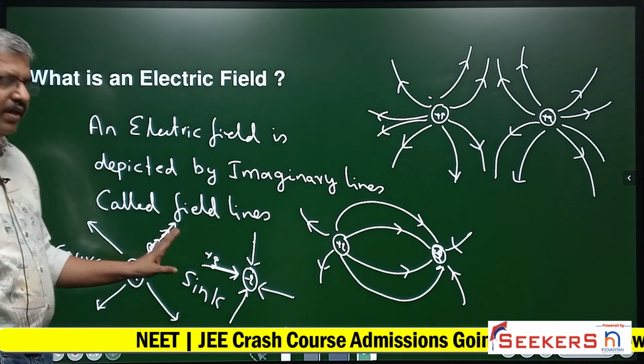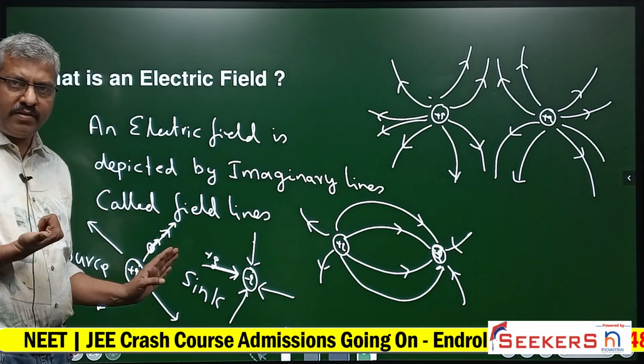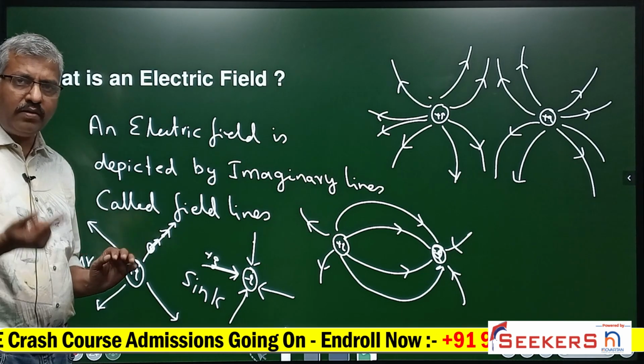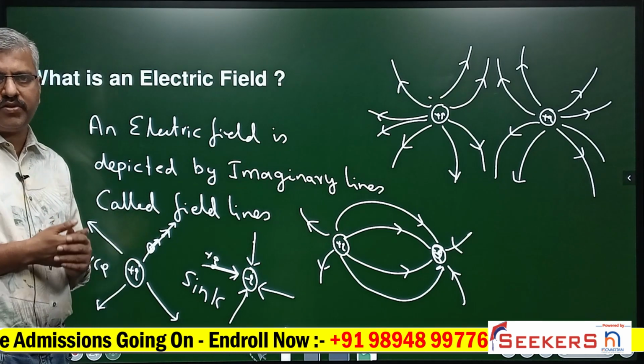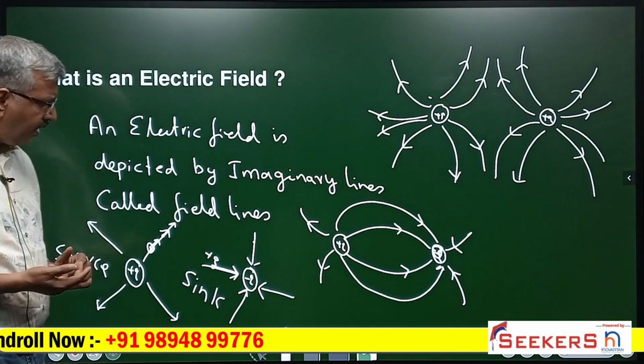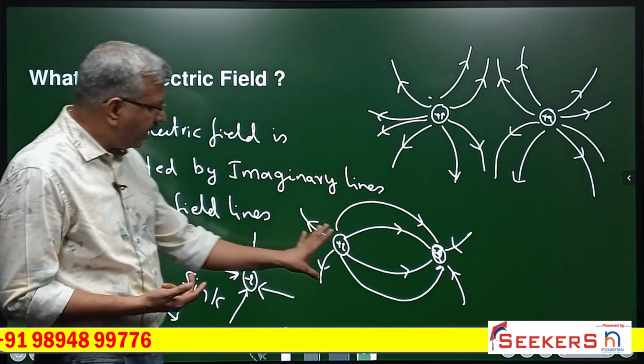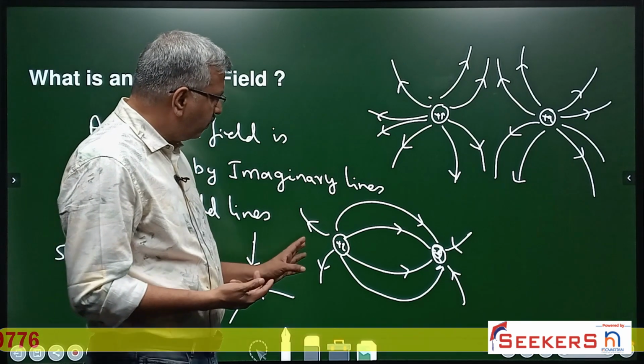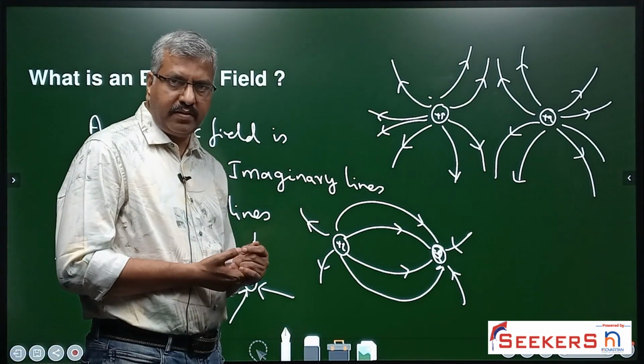Okay. So, field lines are, number 1, imaginary lines. 2, they are so drawn that the tangent to them will give you the direction of force acting on a positive charge. Then 3, we can understand if you look at this here, that field lines are continuous lines.